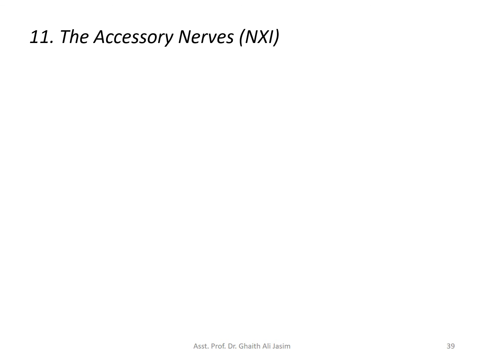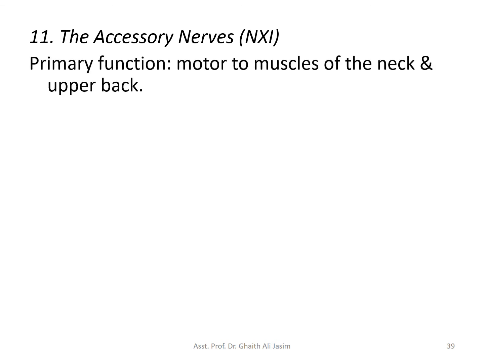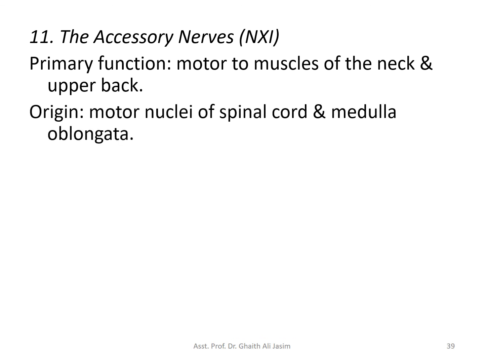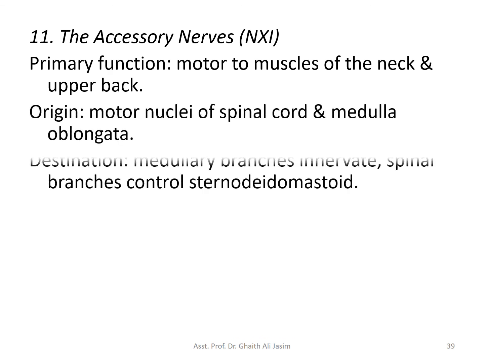Number 11, the accessory nerves. Primary function, motor to the muscles of the neck and upper back. Origin, motor nuclei of the spinal cord and medulla oblongata. Destination, the medullary branch innervates the spinal branch, which controls the sternocleidomastoid muscle.